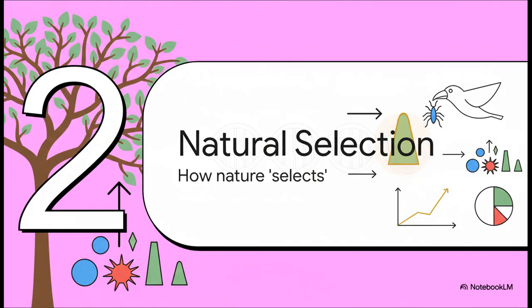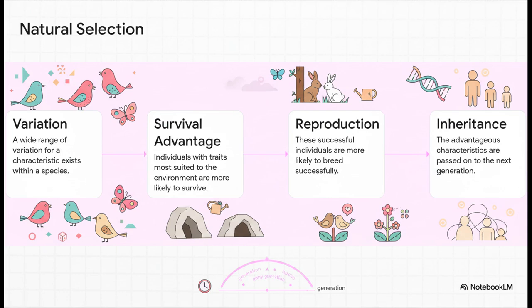Okay, so we've established that there's all this variation out there. What happens next? This is where the engine of evolution really starts to roar. Natural selection. It's the process where nature itself selects which of those variations are the most successful. Now, you absolutely need to know this four-step process for your exam. First, you start with variation. Because of this, there's a struggle for survival, a competition for resources.